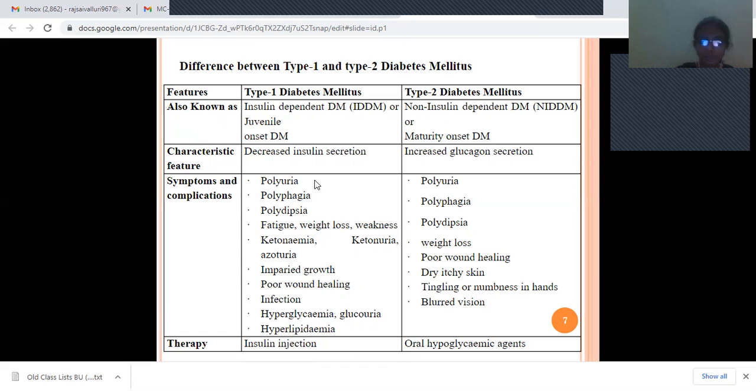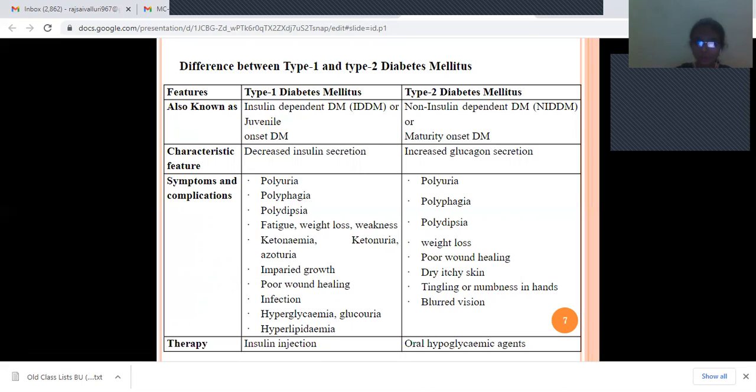So the symptoms we can see in diabetes mellitus are polyuria, polyphagia and polydipsia, fatigue, sudden weight loss, weakness and impaired growth, poor wound healing, and infection. These are some of the symptoms we can see in type 1 diabetes mellitus. In type 2, polyuria, polydipsia and weight loss, poor wound healing, dry skin, itching and blurred vision, tingling or numbness in the hands. So these are the symptoms we can see in type 2 diabetes mellitus.